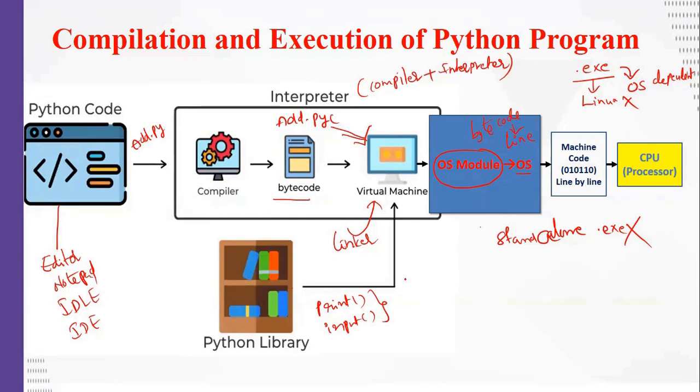So the job of the virtual machine is to execute the bytecode one line at a time. At the same time, it will link or combine the different object modules which are part and parcel of the program, and also link the libraries used in the Python program, and all together combine them into a single module. From the single module, it goes on executing line by line. It will not generate the exe file. So this is how the Python program gets executed.